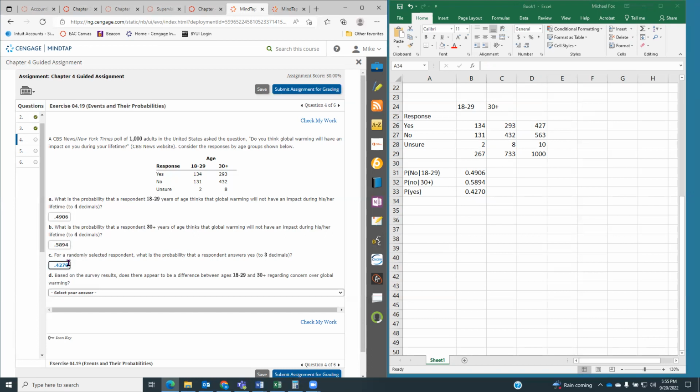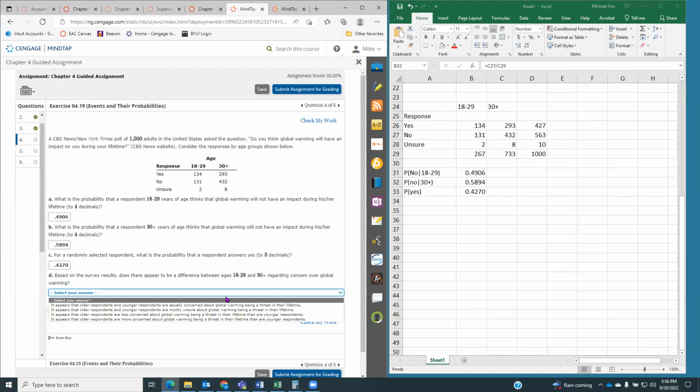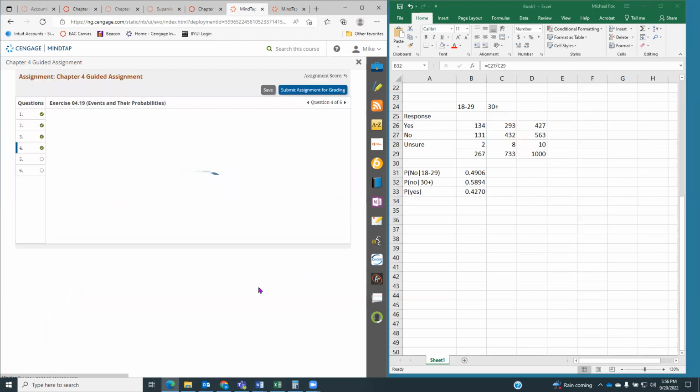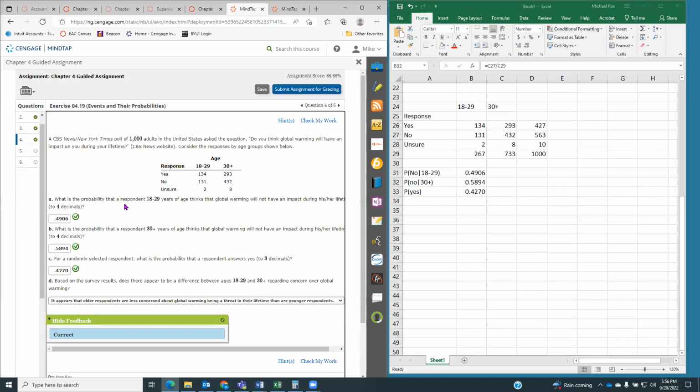All right, so now it wants us to do some interpretation. It says, based on the survey results, does there appear to be a difference between the ages of 18 to 29 and 30 plus regarding concern over global warming? When we look at this data, we would say more of the 30 plus year olds think it's not going to impact them than the younger generation, right? So we would say it appears older respondents are less concerned about global warming being a threat in their lifetime than our younger respondents. We'll check our work. And we got it right.